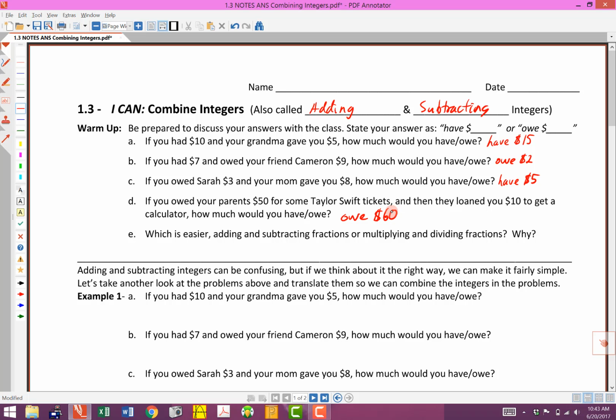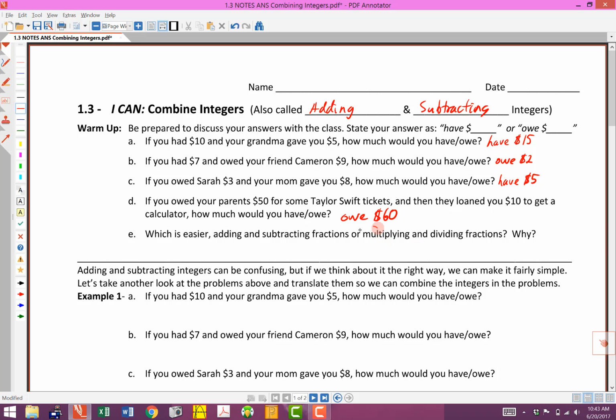And then I want you to recall something from elementary school. This is something that you are already familiar with, but I want you to think about this. Which is easier, adding and subtracting fractions or multiplying and dividing fractions, and then why? So think about that for just a second. When you learned how to work with the four basic operations with fractions, what was easier, multiplying and dividing fractions, or was it adding and subtracting?